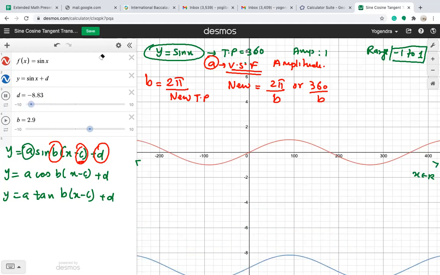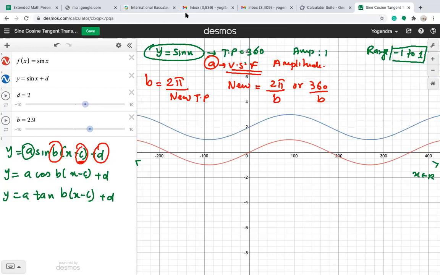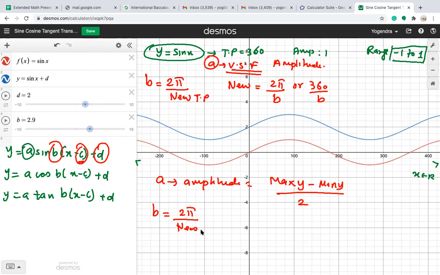Now there are some shortcut formulas that you can remember. The formulas that are there for finding the missing values a, b, c, and d, sometimes when the graphs are given to you. When you look at a, it is actually the amplitude, which is also given by max y minus min y over 2. B is 2 pi by new time period.